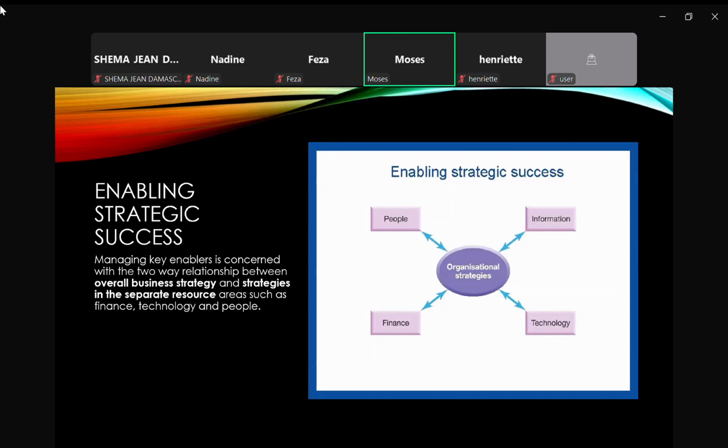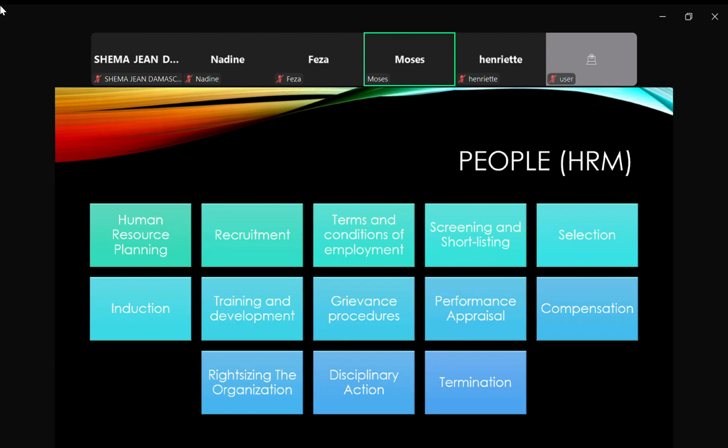Finance is not something we are going to talk about. Why? Because you study finance in other modules. And information as well as technology, we are going to combine these two. But meanwhile, we are going to start with people, and it's going to be the biggest chunk. People. You might get a question from any of these factors here.